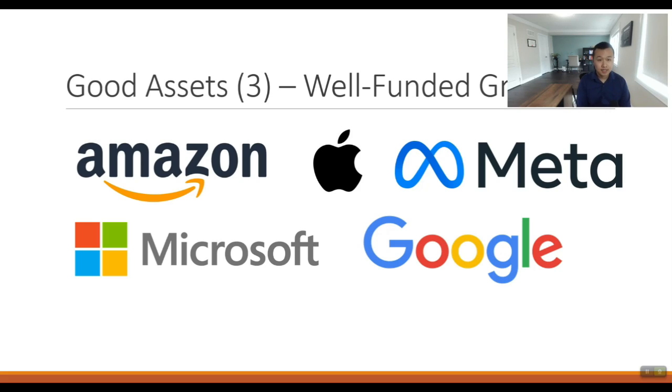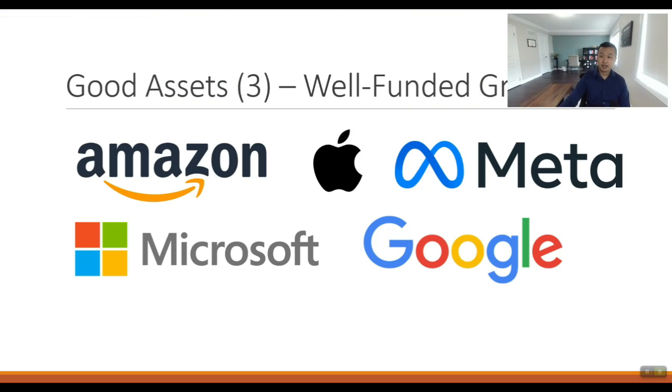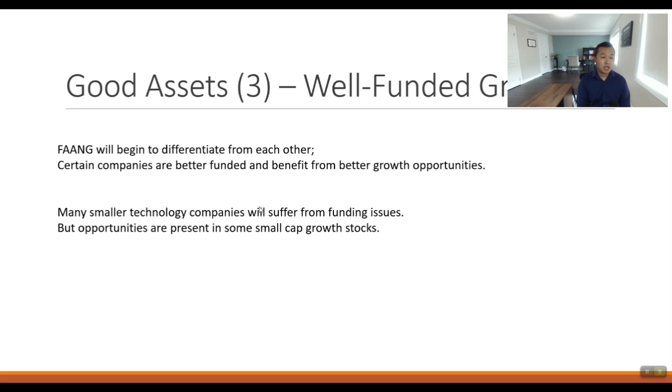And good assets, number 3, well-funded growth companies. So that's growth, and that's your Amazon, Meta, Microsoft, Google, Apple. These stocks have a lot of cash flow. In fact, they have too much cash they don't know what to do with. However, I believe that FANG will start to differentiate themselves from each other. Some are better capitalized. They have good fixed rate debt, and they have good growth opportunities.